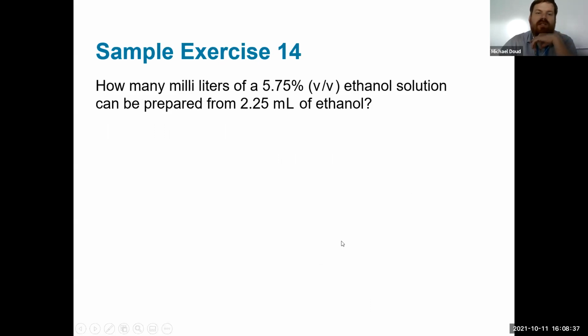Okay, how about next? Sample exercise 14. How many milliliters of a 5.75% by volume ethanol solution can be prepared from 2.25 milliliters of ethanol? So again, think about what kind of conversion factor you can get from 5.75% by volume for a solution, and then use that to figure out the milliliters of solution that can be prepared from 2.25 milliliters of pure ethanol. Pause the video, and when you come back, we'll have the answer. So pause.